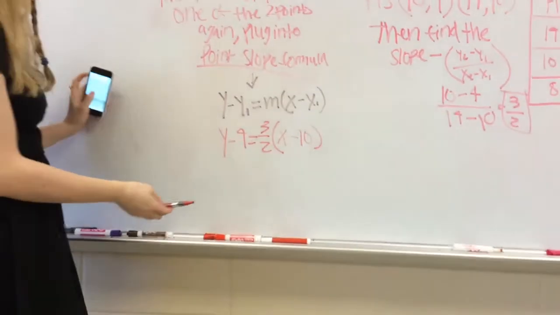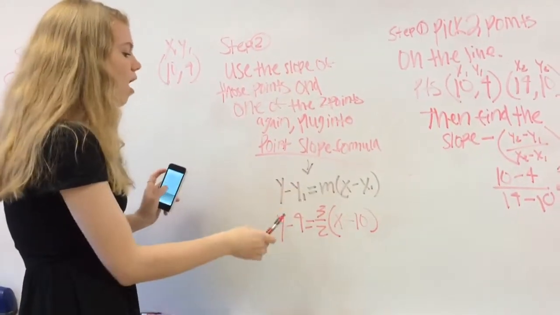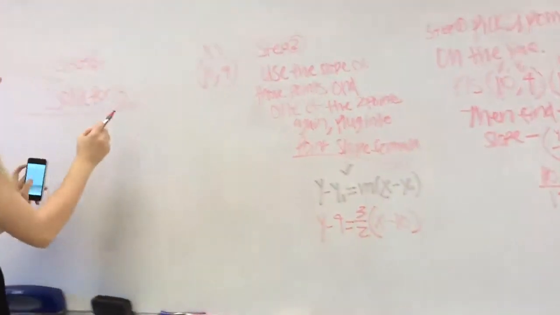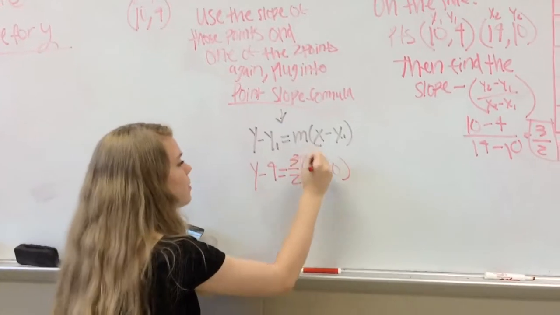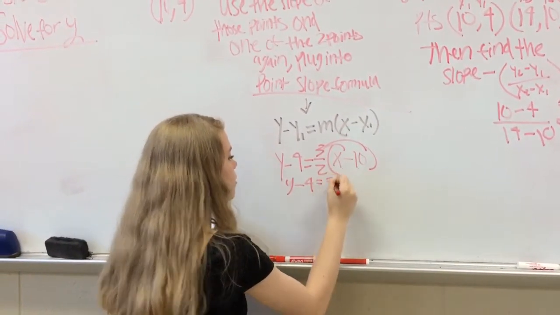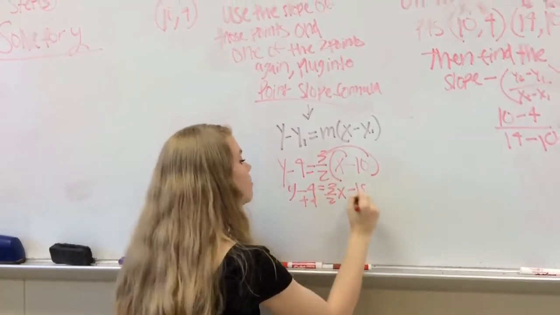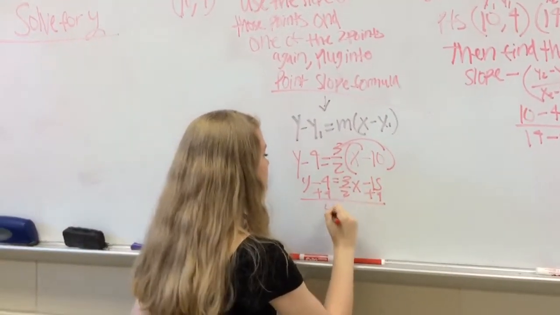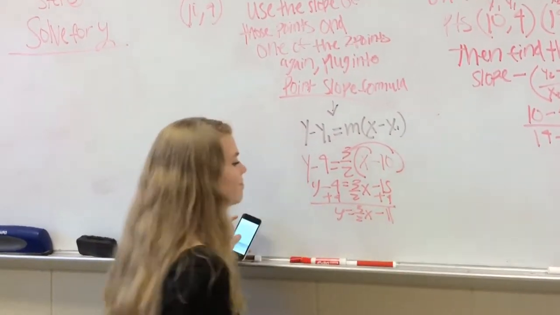Okay, so now that we have plugged in our x1 and y1, all we're going to do is solve for y, which is actually our step 3. All you're going to do for this is distribute the 3/2. You're going to get y minus 4 equals 3/2 x minus 15. You're going to add 4 to both sides, and you get y equals 3/2 x minus 11.